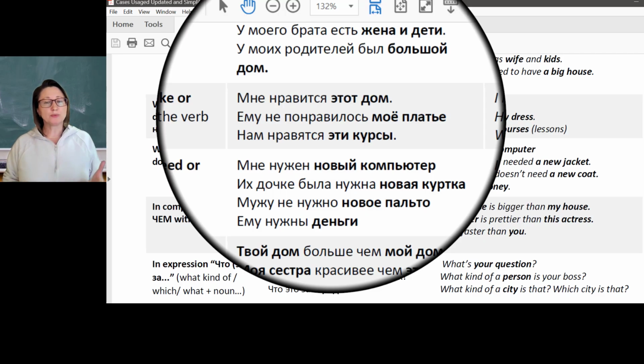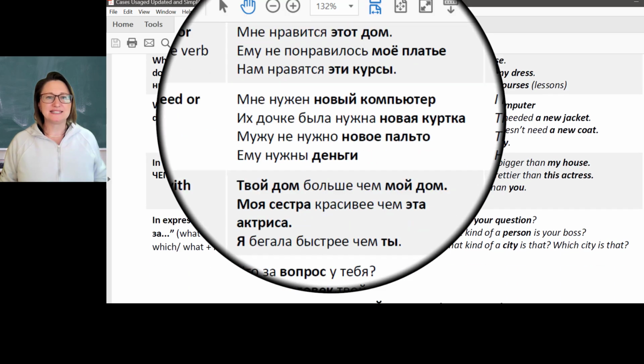If you're familiar with German, there's a very similar construction. Mir gefällt. Mir gefällt dieses Haus. I like this house. This house in German will also be the subject of a sentence, and whoever likes something will be in the dative case in German. So if you know German, there is some similarity.